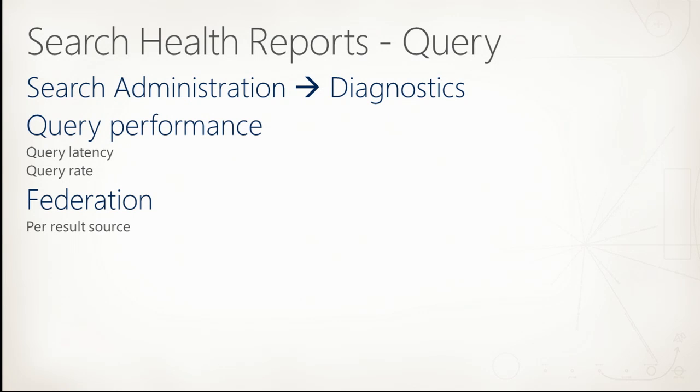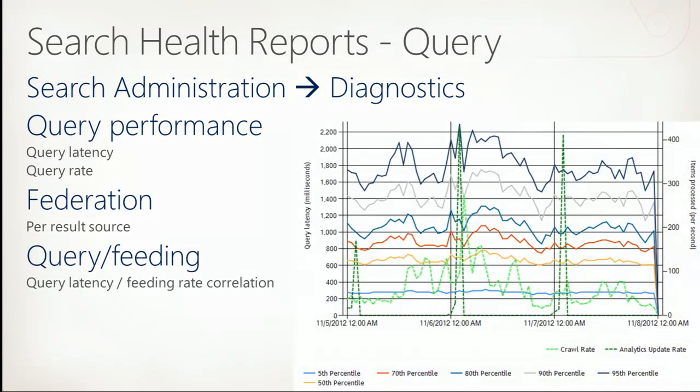My favorite is this query and feeding correlated view, where you can see the query latency correlated with the feeding rate, both for analytics updates, that means partial updates based on the analytics runs, and the normal feeding from the crawler. This is quite convenient. We can then see how much influence the feeding has on the query performance at a given point in time, and see if you need to scale out things.